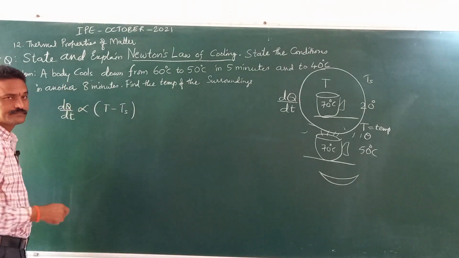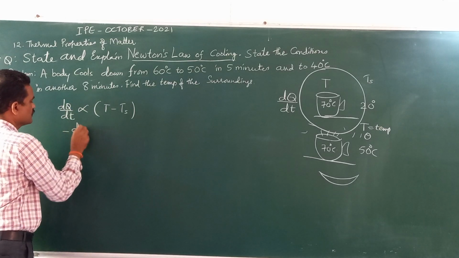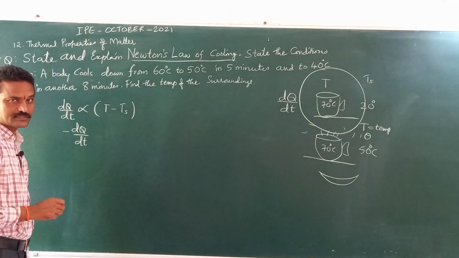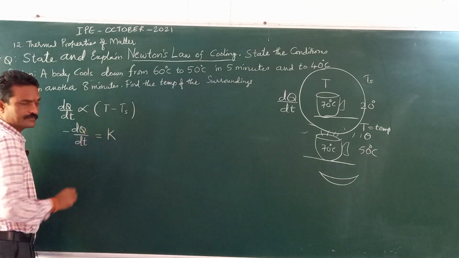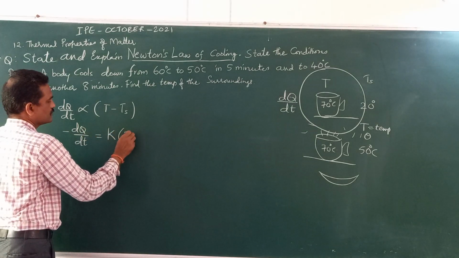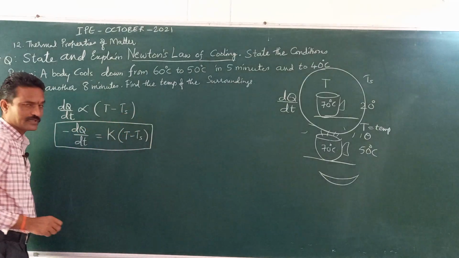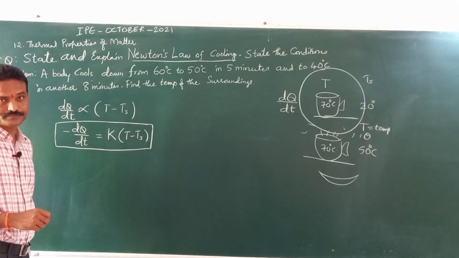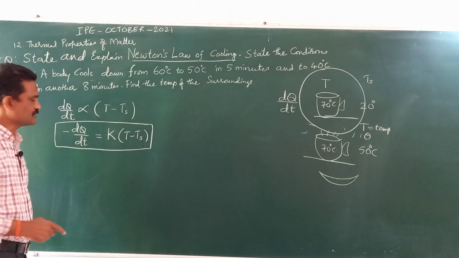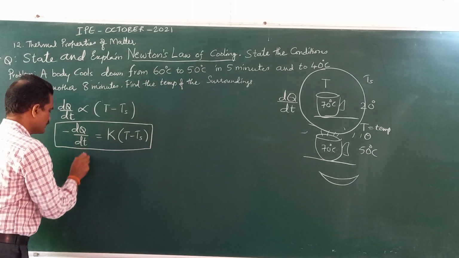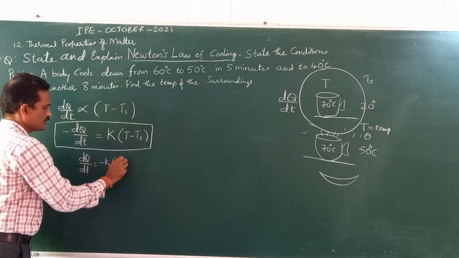Since heat is lost, we will put a negative sign. So I can write minus dQ by dt. Heat is lost, it is decreasing, the value is decreasing. I will put a constant k, the proportionality constant, k into T minus Ts. So this is the statement of Newton's law of cooling. If you write up to this, you will get more than 2 marks. So here T is the temperature of the body and Ts is the temperature of the surroundings, k is a constant. You can also write this as dQ by dt is equal to minus k into T minus Ts.